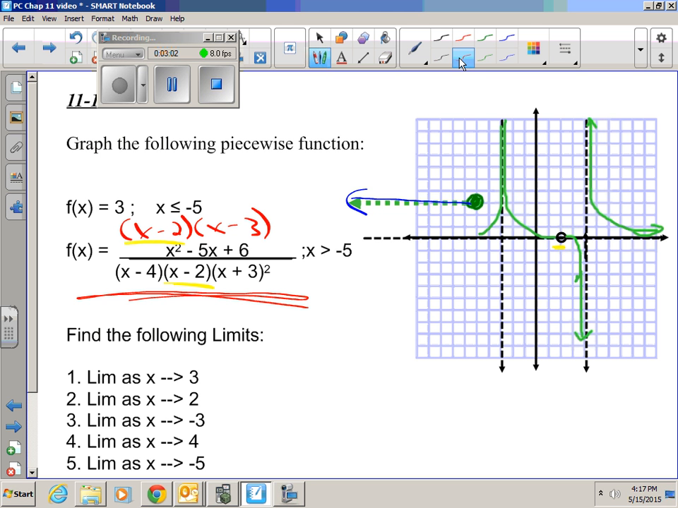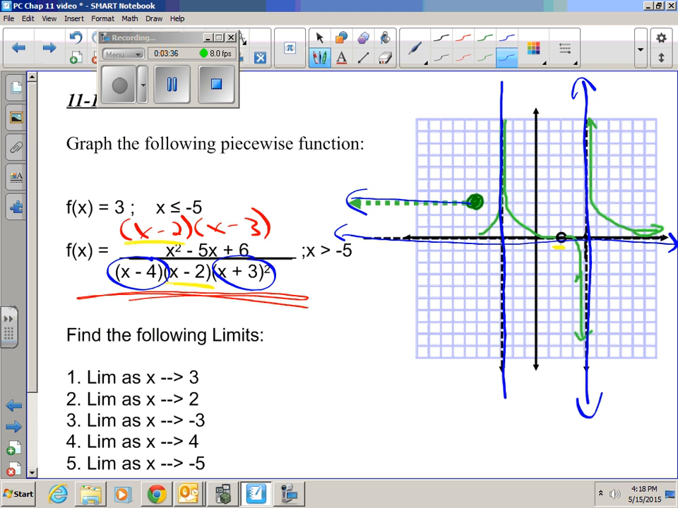Okay? I have vertical asymptotes at x equals 4 and x equals negative 3. And sure enough, I have a vertical asymptote at x equals negative 3. Then I have a vertical asymptote at x equals 4. Okay? And then I also have a horizontal asymptote at y equals 0 on the x-axis, because the degree of my bottom is bigger than the degree of my top.